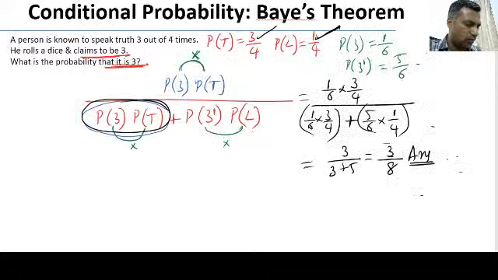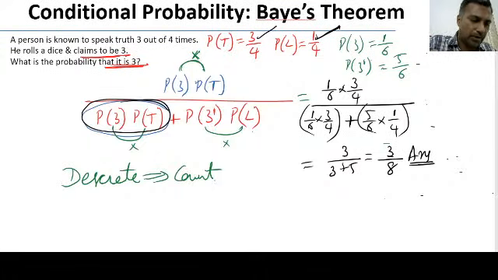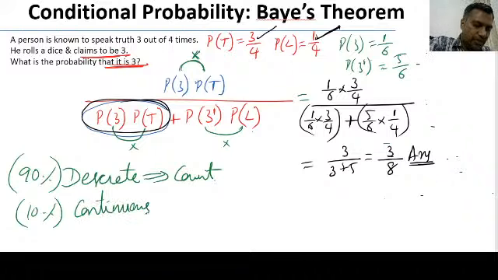So far what we did is called discrete probability. Discrete means what? Count. I can count the instances. Of course 90% of the questions are based on discrete probability, no doubt, but there are 10% of the questions which are based on continuous probability. Continuous means what? You got to think about lines, because there are infinite points on lines.